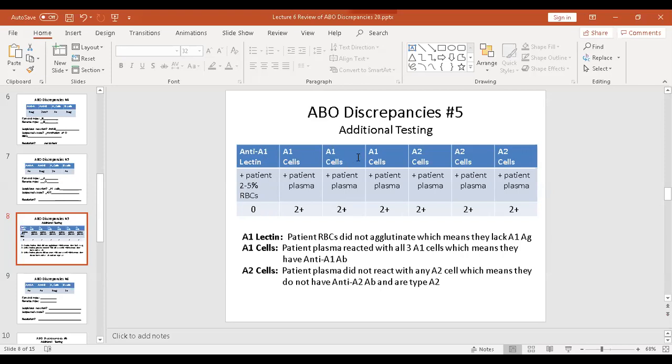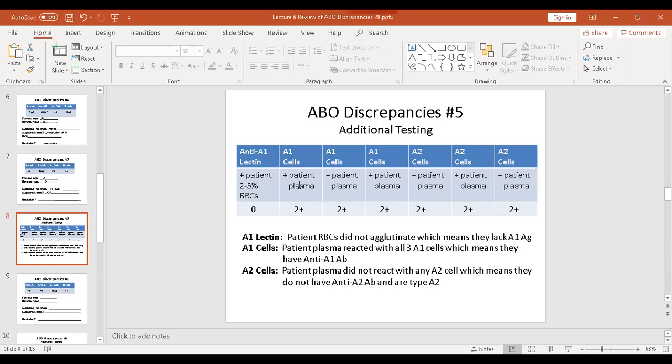The next thing we're going to do is we're going to grab 3 different lot numbers of A1 reagent cells and 3 different lot numbers of reagent A2 cells. Yes, they make A2 cells as well. And so these 6 tubes are going to be set up similar to reverse typing.